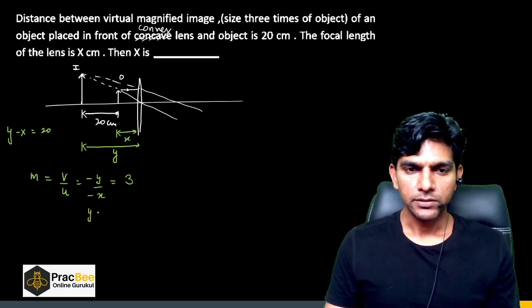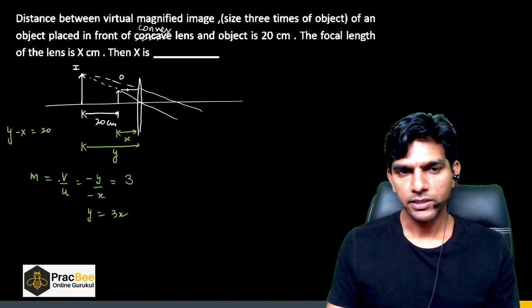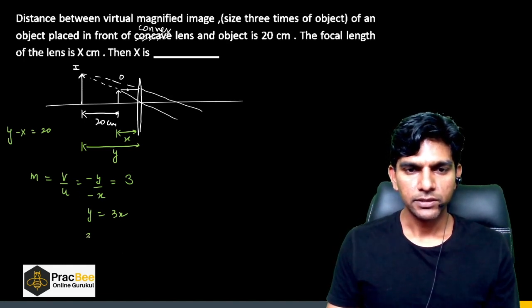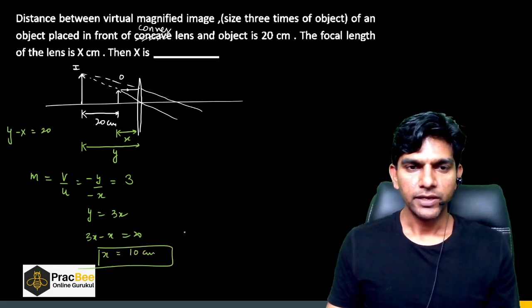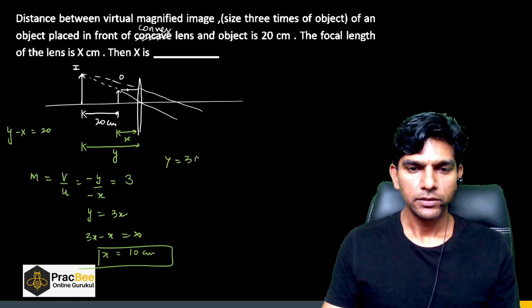So y is 3 times x, and we are given y minus x is 20, so we can say 3x minus x is equal to 20, and x comes out to be 10 centimeter. If x is 10 centimeter, y will be 30 centimeter.